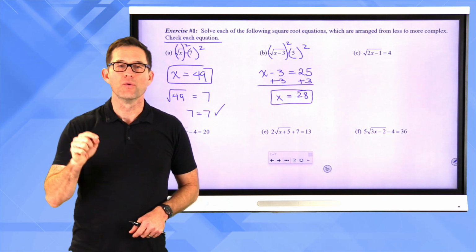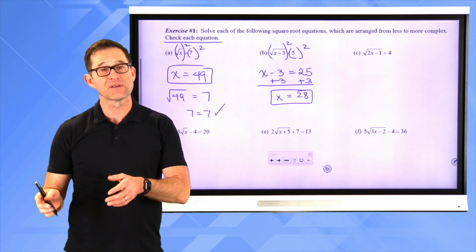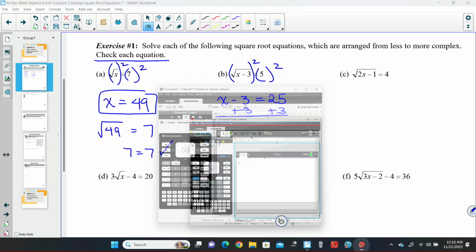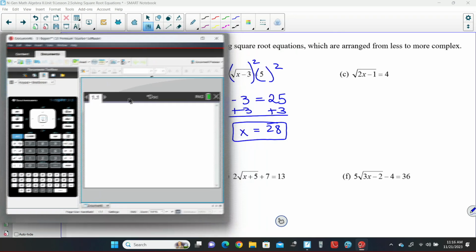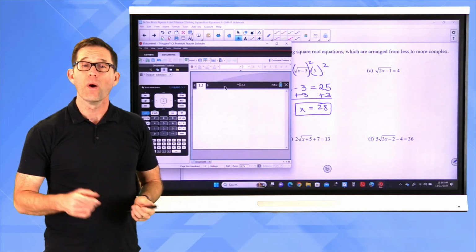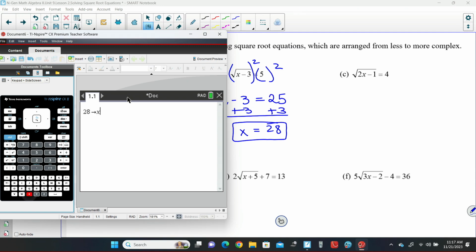Now, one thing I'd like to review right at this moment is how we can use our graphing calculators to check whether or not something is a solution to an equation. So, for instance, in this second equation, if I wanted to check to see whether or not x equals 28 was a solution, one way to do that very easily is to take 28 and use the store command and put 28 in for x. Once I've done that, I can then type out my equation. I can type in the square root of x minus 3 is equal to 5, right?